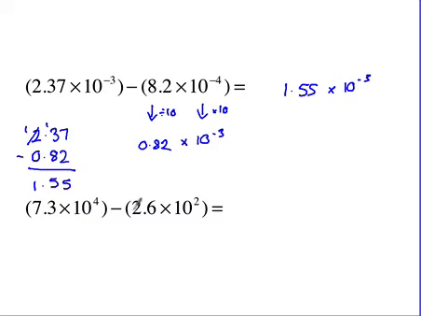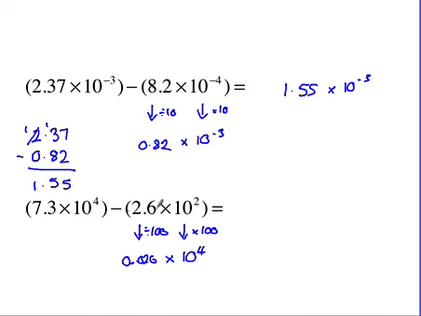This final example, same thing again, so we're going to make the powers the same, but this time they are 2 apart, so we're just going to need to be a little bit more careful. But I'm still going to raise this one to make it the same as that one. So I'm going to make it times 10 to the power of 4. To do that, I've had to multiply this one by 100. So to compensate, I'm going to have to divide this side by 100. Now if I divide this side by 100, I get 0.026.